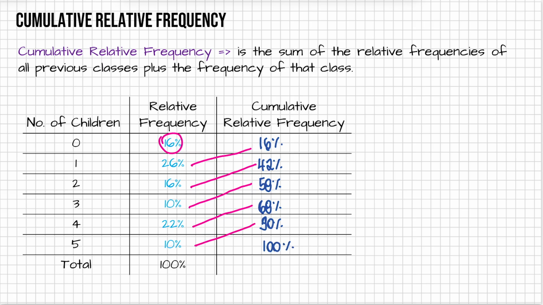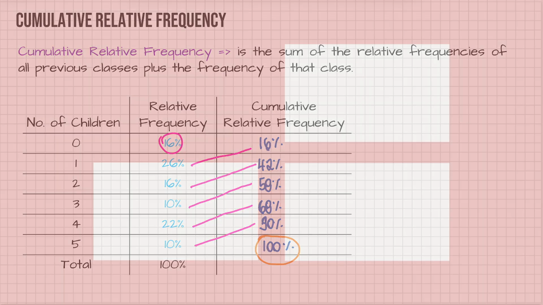And once again, here's your check. The cumulative relative frequency of the last class always has to add up to 100%, or if you're working with proportions, to exactly 1. That's all for today.